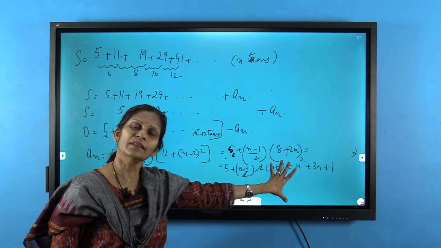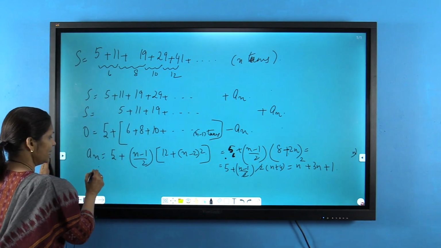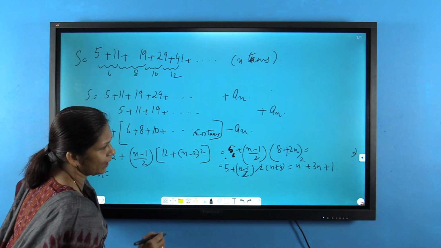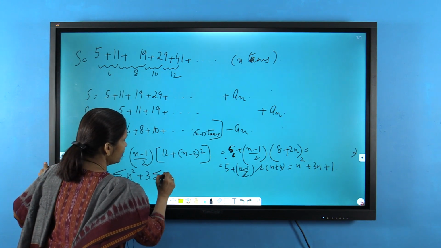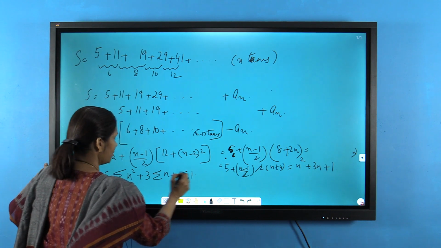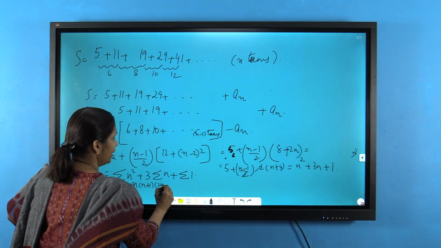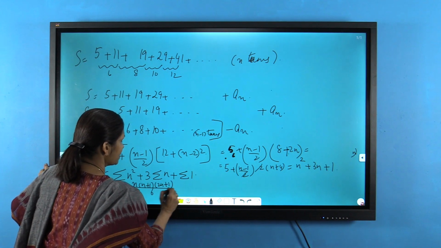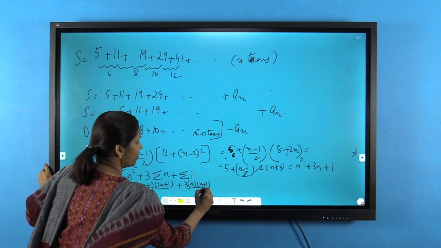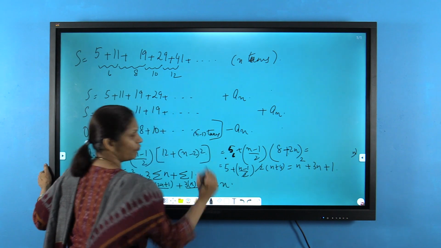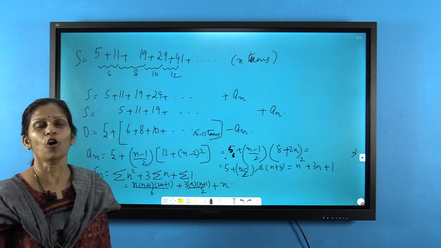Now, you have got the nth term, your question is to find the sum to n terms. So, what is it? It is sigma of an. What is that? Sigma n squared plus 3 into sigma n plus sigma 1. This is n into n plus 1 into 2n plus 1 by 6 plus 3 into n plus 1 by 2 plus sigma of 1 is n. Again, this can be simplified by taking out common factors.